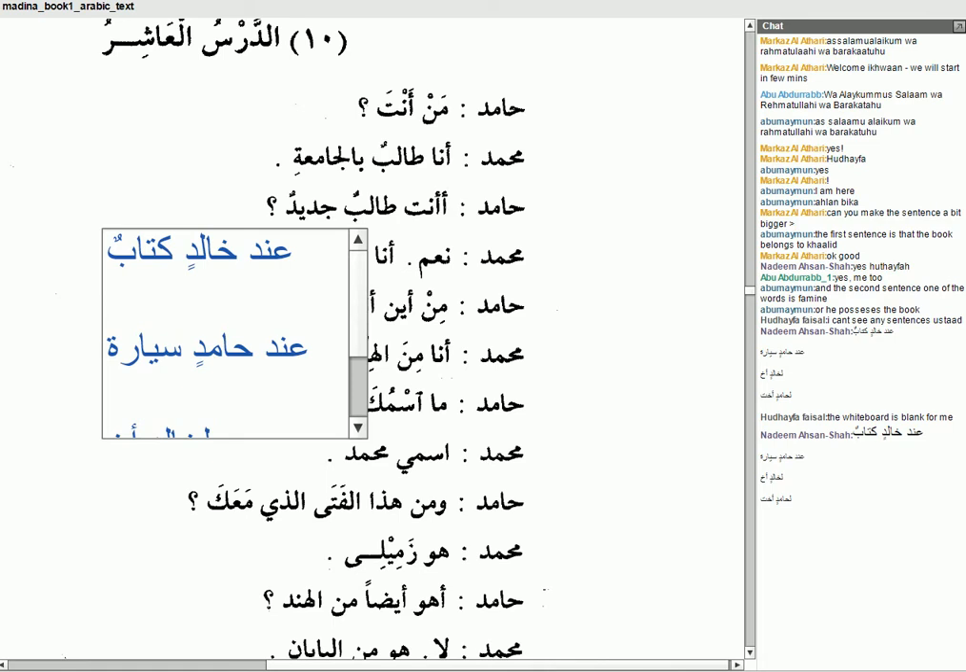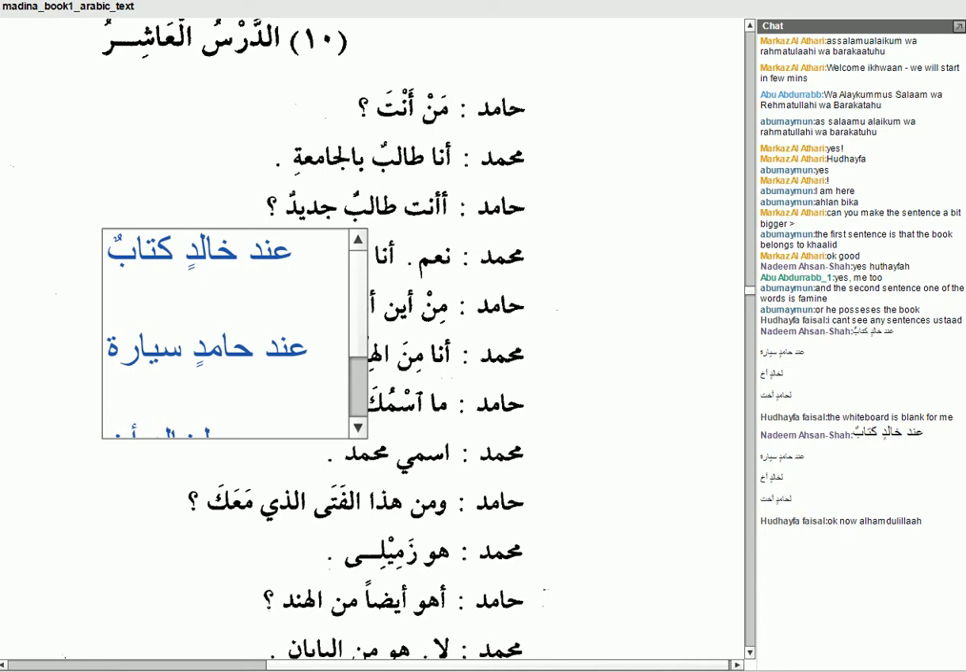Now you can see, hopefully. عند خالد كتاب، عند حامد سيارة، لخالد أخ، لحامد أخت. Okay, now you can see that in the chat box, I hope. Okay, brothers?